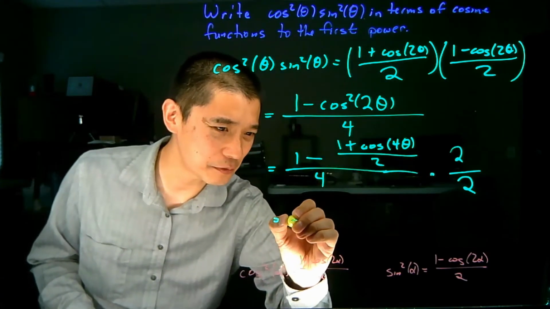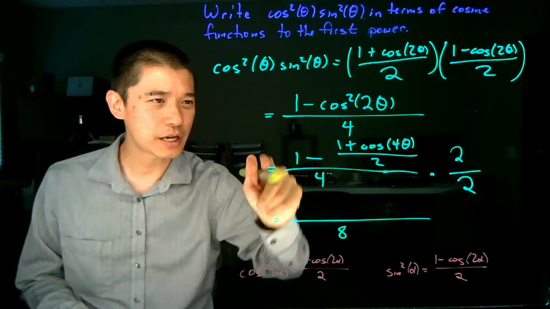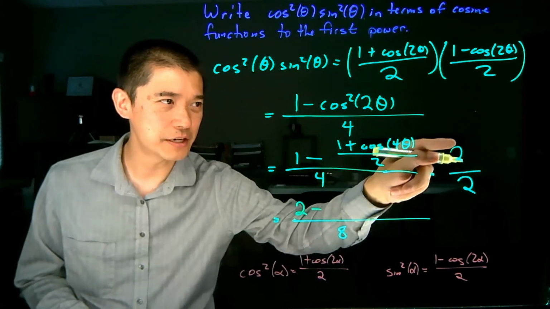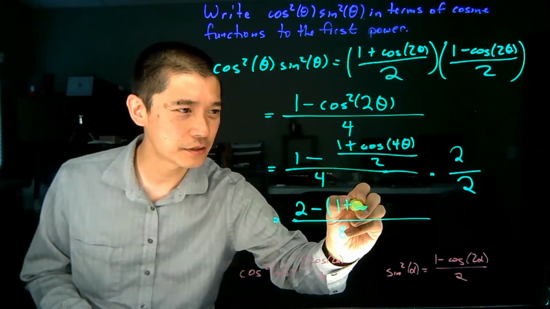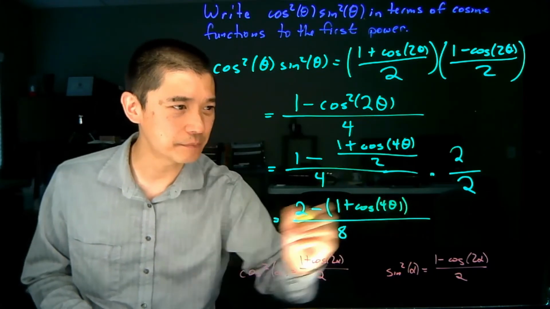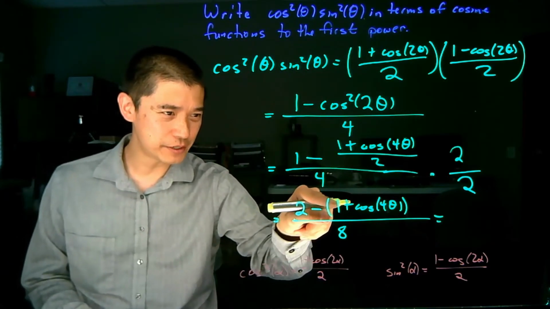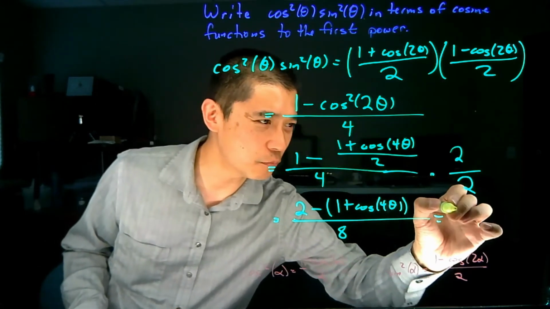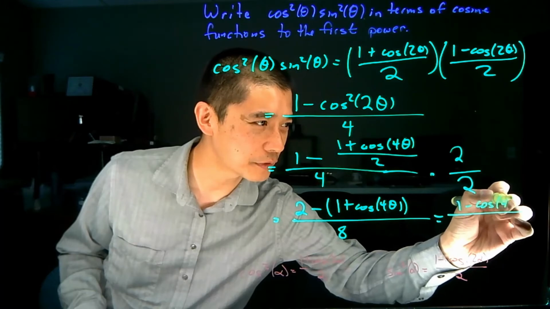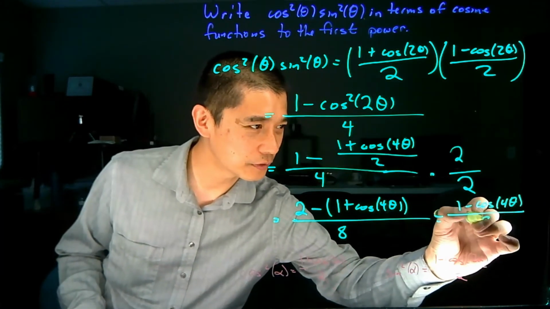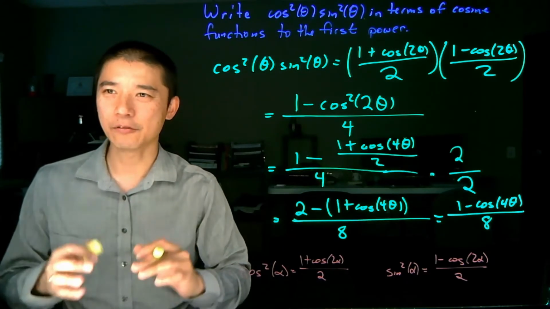So, denominator first, because that part's pretty easy. What happens if we distribute? 2 times 1 is 2. Minus. Now the 2's cancel out, so we have minus parentheses 1 plus cosine of 4 theta. A little bit of simplification here. 2 minus, well, the minus sign distributes, so 2 minus 1 is 1. And then the minus sign distributes, minus cosine of 4 theta all over 8. And so this is an application of the power reduction formulas.